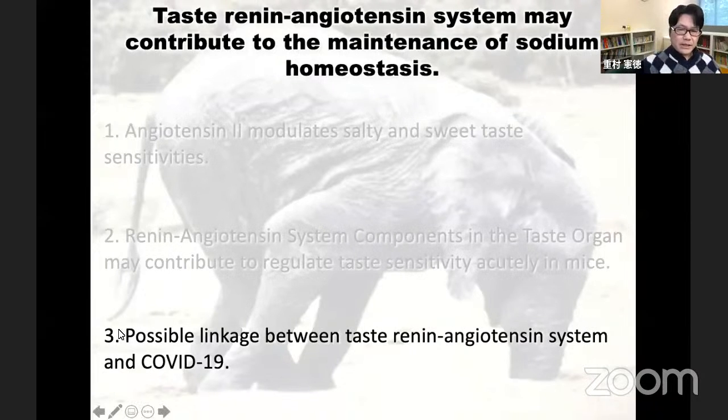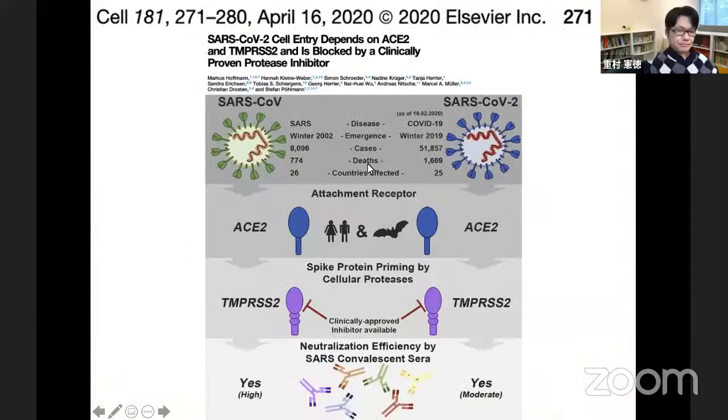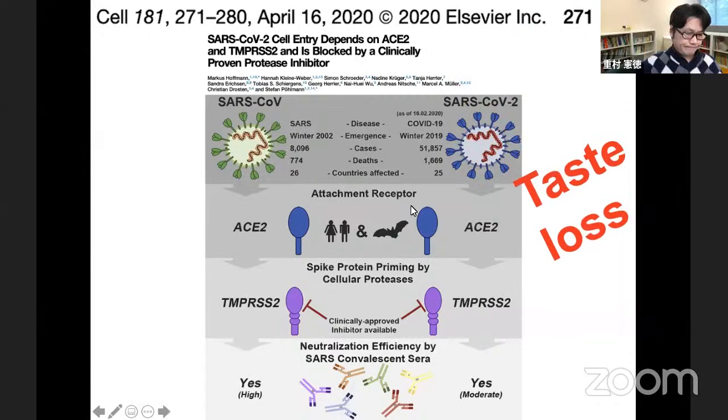The third part is a possible linkage between the taste renin-angiotensin system and COVID-19. Now we are in the COVID-19 pandemic. As you know, it has been reported that the new coronavirus SARS-CoV-2 infection causes taste and smell loss.